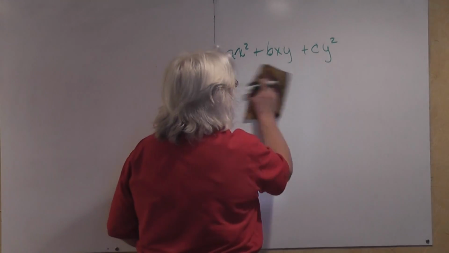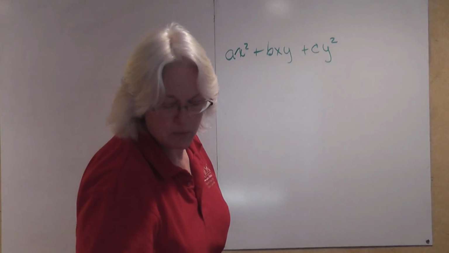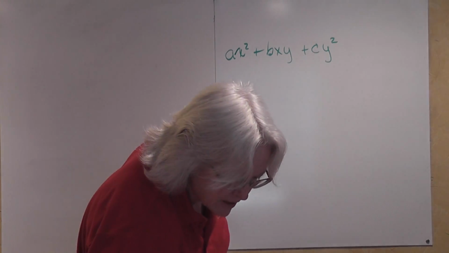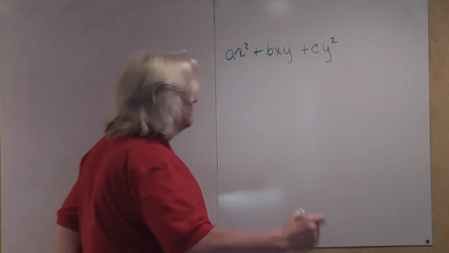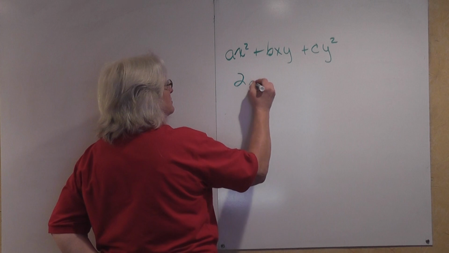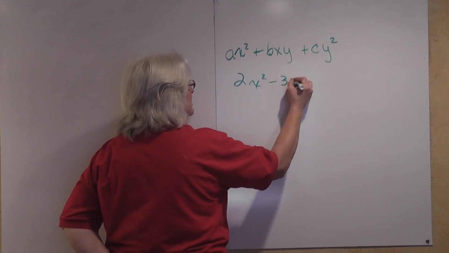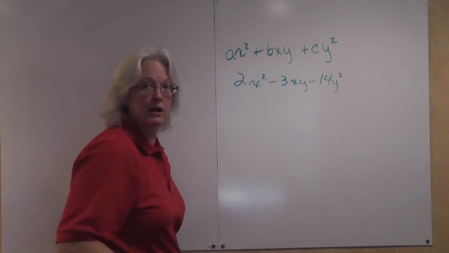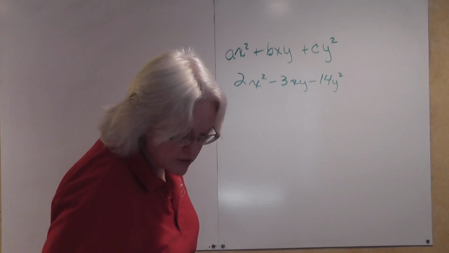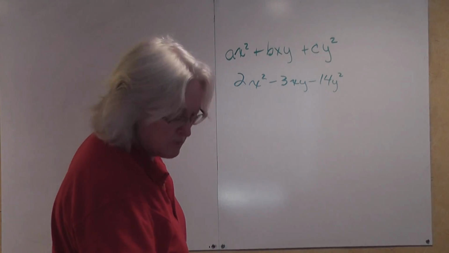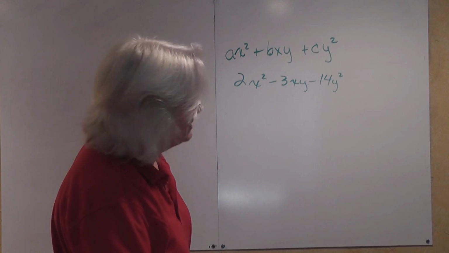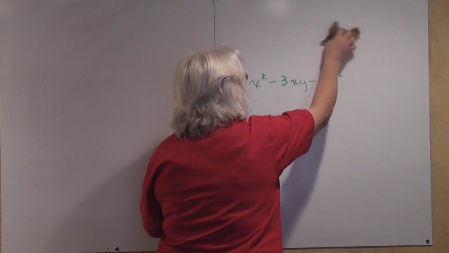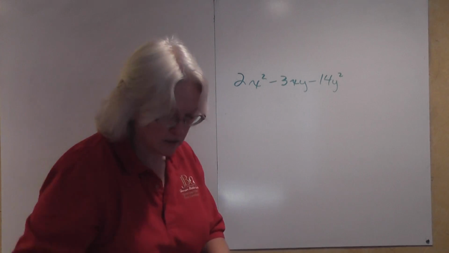So let's go ahead and do one of these. This example from our book is factor 2x squared minus 3xy minus 14y squared. I'm going to take the time to make sure I've copied this correctly. 2x squared minus 3xy minus 14y squared. And I have that factored correctly.